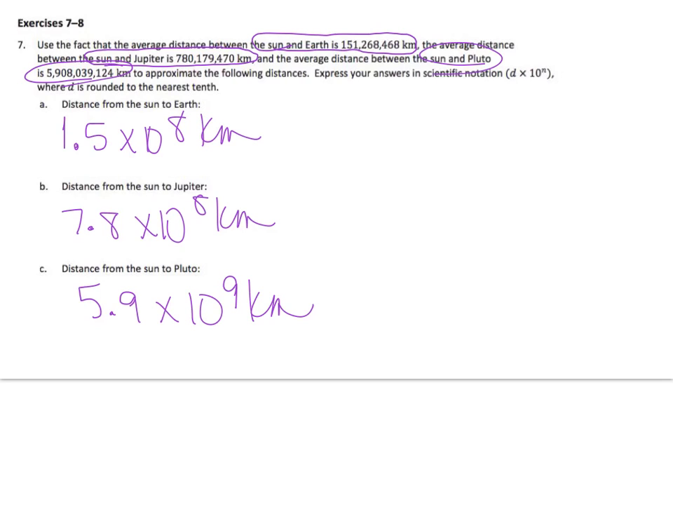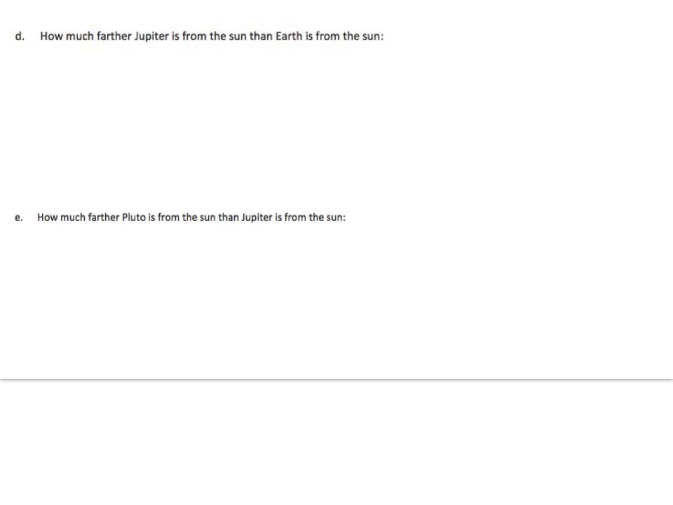Cool? All right, remember these, write them down. We're going to need them on the next page, and you'll have yours in front of you. Mine is moving to the next page. How much farther is Jupiter? How much farther Jupiter is from the sun? That's poor English. Than Earth is from the sun. So we're going to do that is the distance of the sun to Jupiter. And here we have the distance of the sun to Earth.